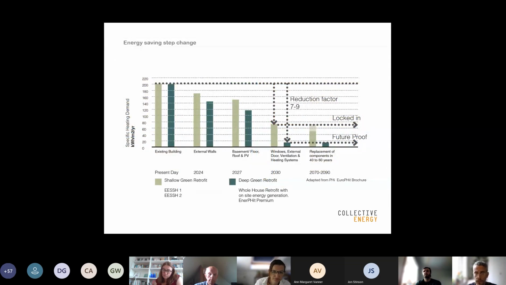One of the things we've also looked at is the step change improvement that you can get with reducing your specific heating demand, your space heating demand. The important thing to note, comparing a shallow green and a deep green retrofit, is that the measures you take will only get you so far with a shallow green or even a mid green, and you're effectively locked in. Your performance is locked in for the future.